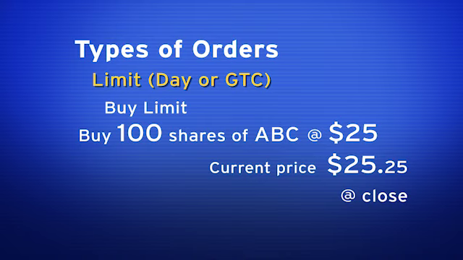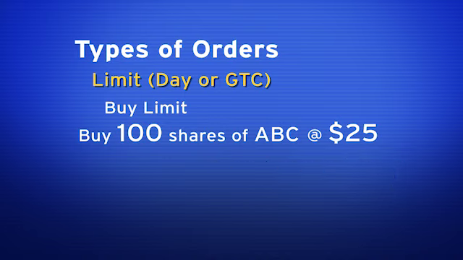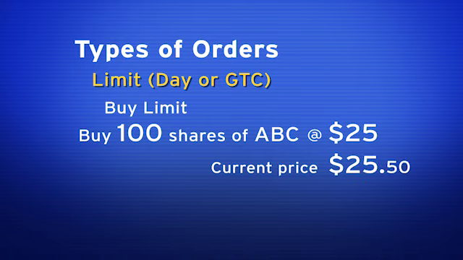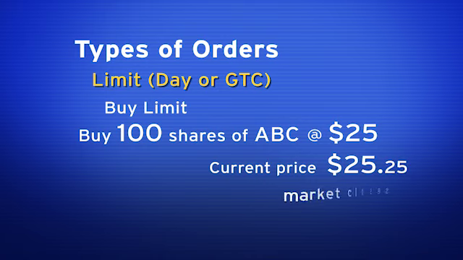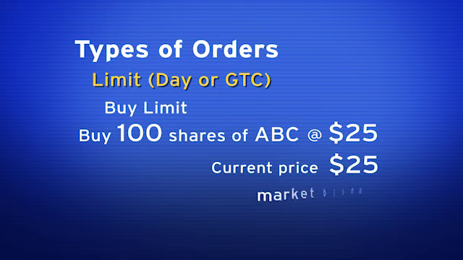We never got to 25 or lower. Therefore, this order never filled. This order was canceled. What if instead this order had been entered as a GTC? Price 26, nothing happens. 27, nothing happens. 25.50, nothing happens. 25.25, nothing happens. Market closes. Next day, market opens at 25.